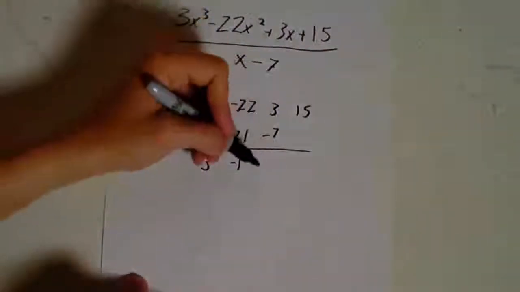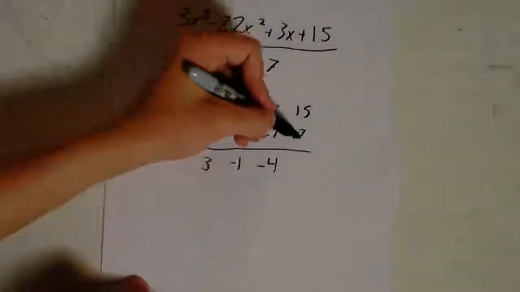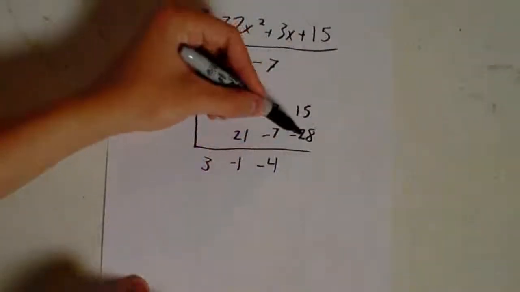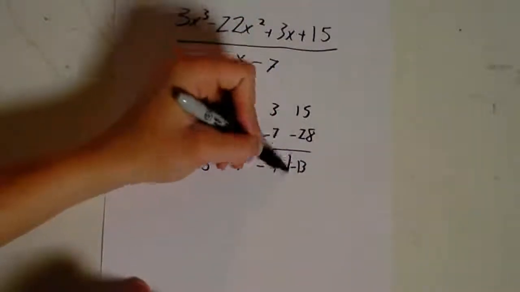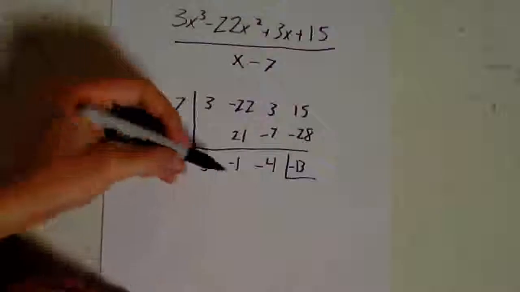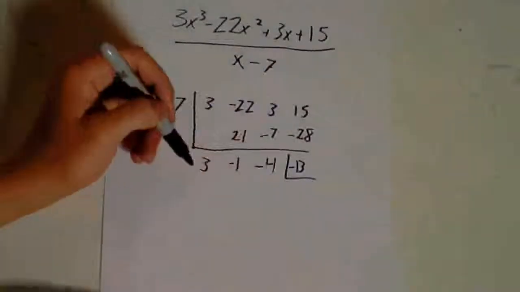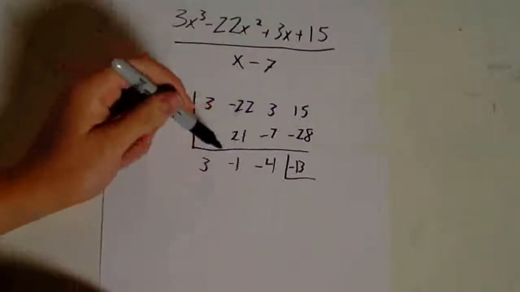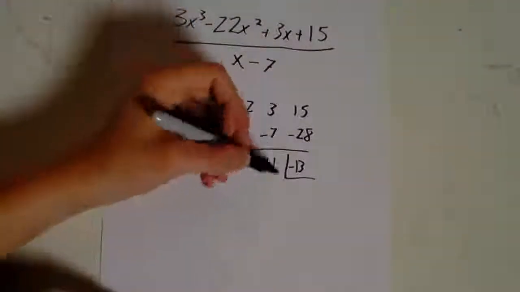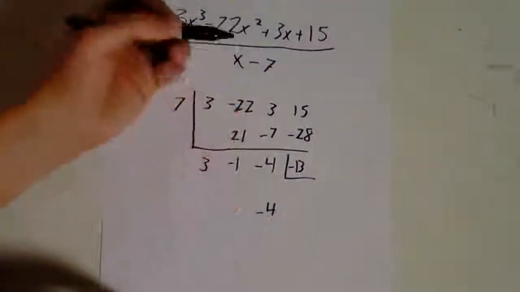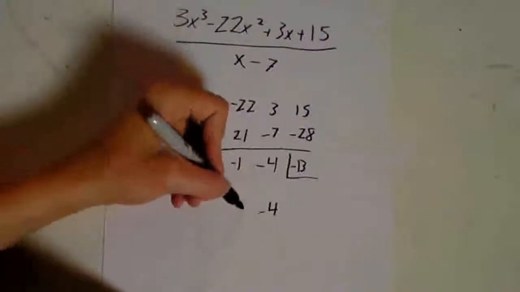3 plus negative 7 is negative 4. And then we've got 7 times negative 4 is negative 28. And 15 plus negative 28 is negative 13. Alright, so negative 13 is our remainder. And then we have 3, negative 1, and negative 4 as the coefficients of our new trinomial. Now, one way to think about this is our last coefficient should always be a constant. It's just minus 4. And then we just work our way up from there. So the next term should be first degree.